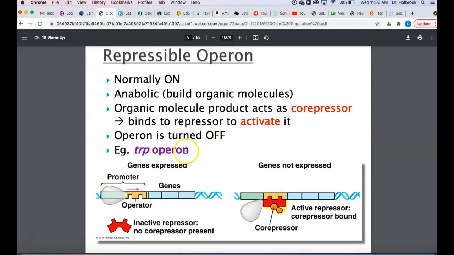The example is the tryptophan operon. Tryptophan's an amino acid. Once enough tryptophan is made, the tryptophan itself acts as the co-repressor, binds to the repressor, that little Lego piece that then fits into the operator and blocks RNA polymerase from transcribing anymore. It's like, we've got enough tryptophan now, chill, and so it stops.